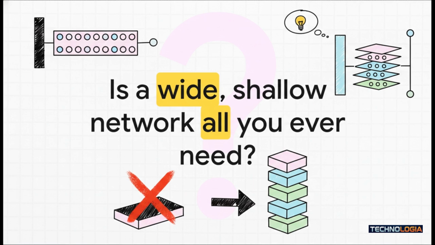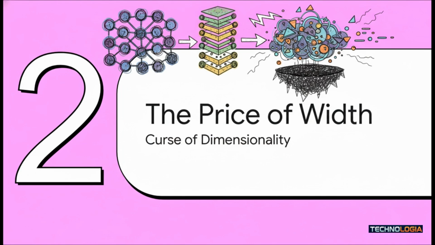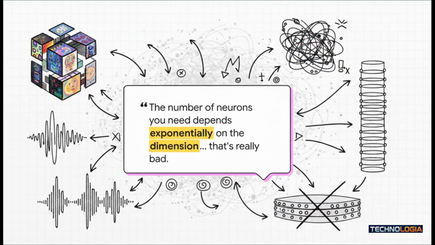Well, this is where the catch comes in. And believe me, it is a big one. So the problem isn't about what these wide networks can do in theory. It's about the absolutely ridiculous price you have to pay to get them to do it in practice. The theory kind of hides this brutal cost that becomes painfully obvious as soon as you start working with real-world data. And here it is. This is the whole problem right here.